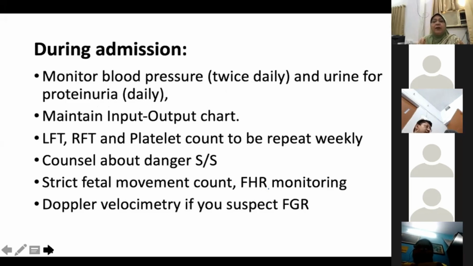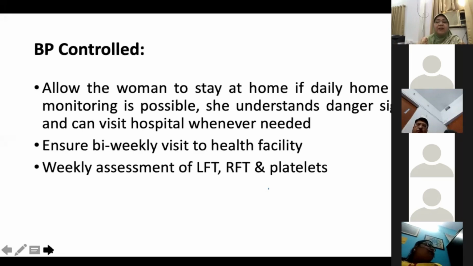During admission, monitor her blood pressure twice daily and do proteinuria testing at least daily. Maintain input-output charting, send these investigations, and counsel her about danger sign symptoms. Also, you should be worried about the baby, so advise her to look for fetal movements and do the monitoring where there is a very small IUGR baby, wherever you think it is necessary, or a color Doppler if you suspect there is an FGR.